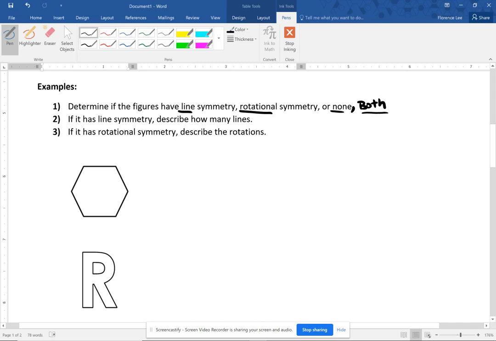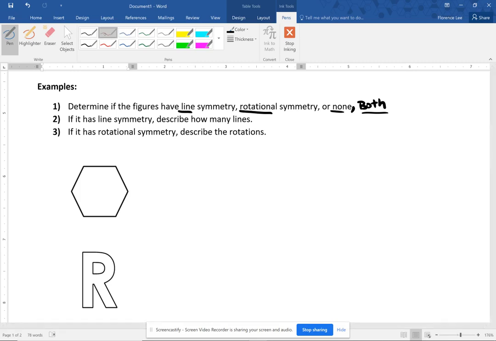If the figure does have line symmetry, you need to describe how many lines there are. And if it has rotational symmetry, describe the rotations. So I'm going to start with figure number 1 here. It's this hexagon. Does it have line symmetry? Actually, yes, it does, right?